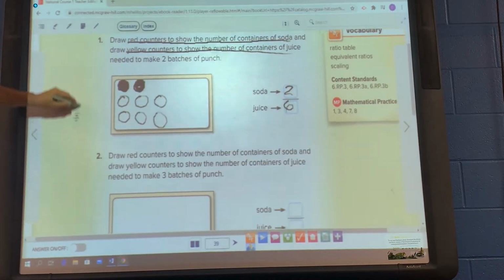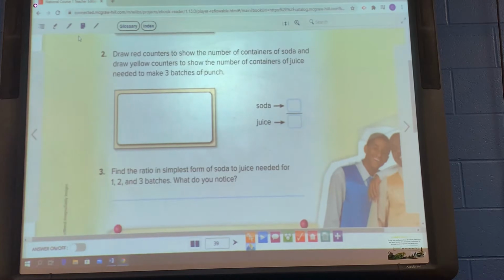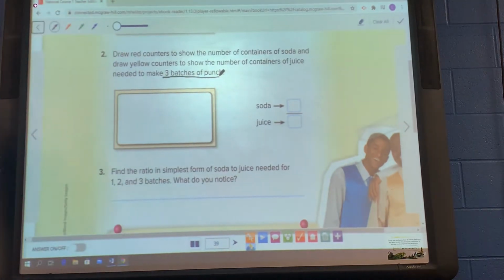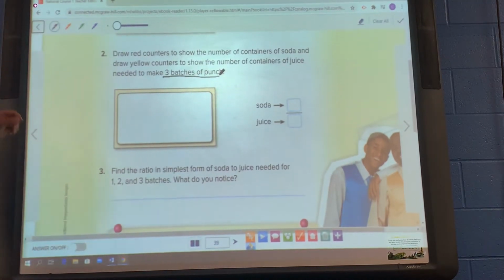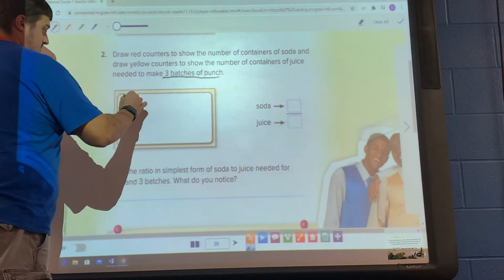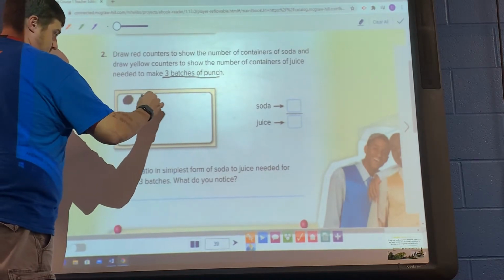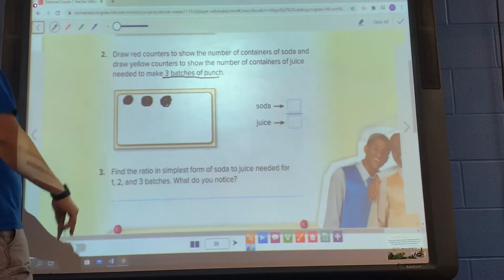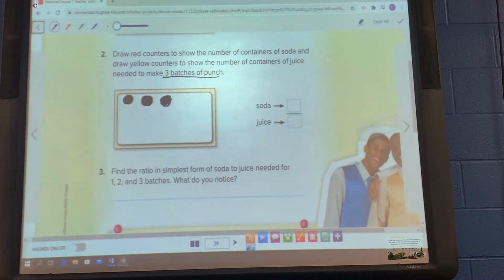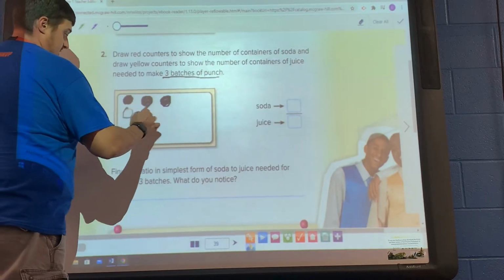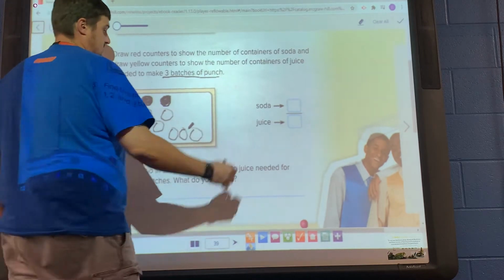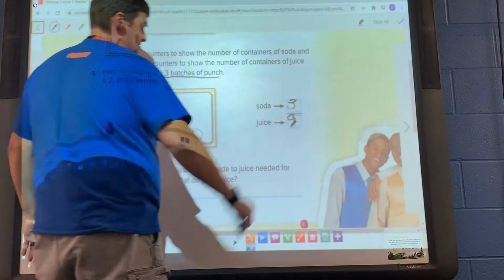Okay, so then we're going to go on to the next one. It says draw red counters to show the number of containers of soda. So basically we did the same thing, but now we're doing 3 batches of punch. So if it's 1 of soda every batch, we're going to do 3. Okay, and then since it was 3 juices per batch, we're going to do 9. Okay, so we have 3 sodas, 9 juices.